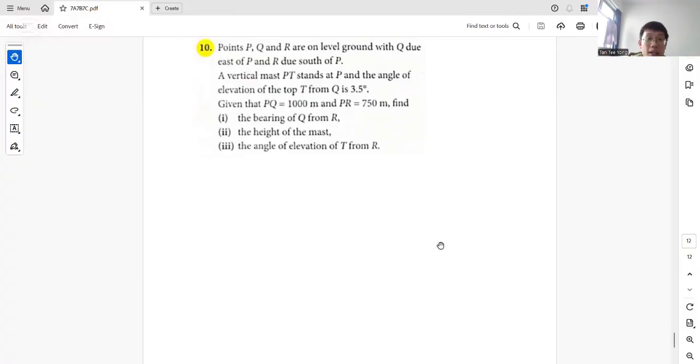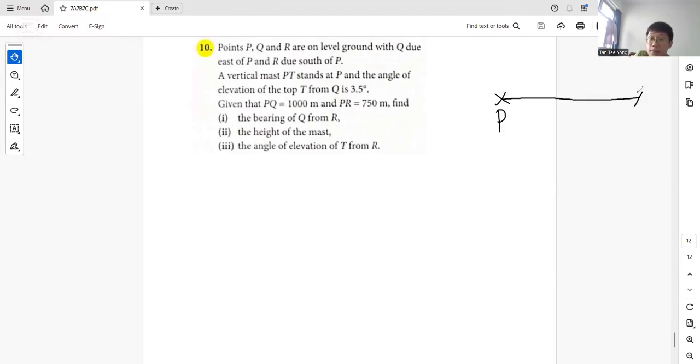So first thing first, points P, Q, R are on level ground with Q due east of P. So Q is due east of P. So we're going to draw P here first, and then due east of P, Q is due east of P. That means Q is at the east side of P.